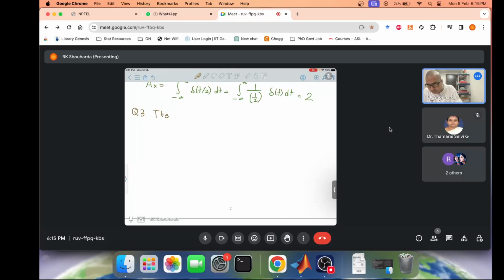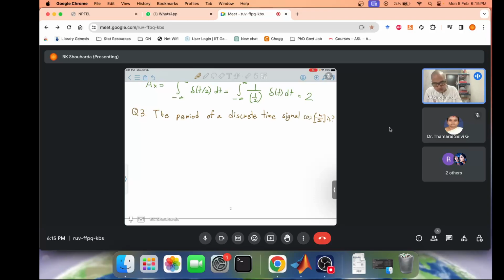The period of a discrete time signal cosine of n/2 is... So we are given a discrete time cosine signal, and we are supposed to find the corresponding time period.